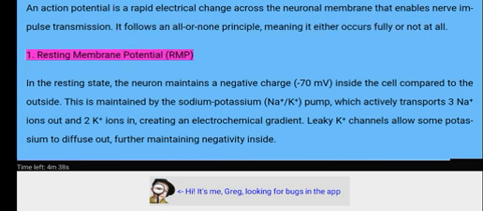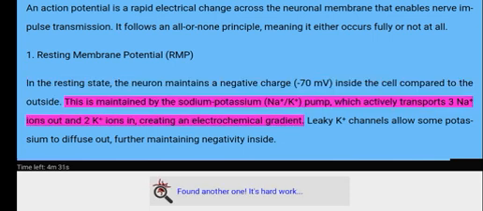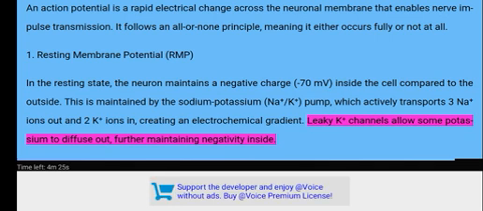1. Resting membrane potential, RMP. In the resting state, the neuron maintains a negative charge, minus 70 millivolts, inside the cell compared to the outside. This is maintained by the sodium-potassium, Na+/K+, pump, which actively transports 3 Na+ ions out and 2 K+ ions in, creating an electrochemical gradient. Leaky K+ channels allow some potassium to diffuse out, further maintaining negativity inside.